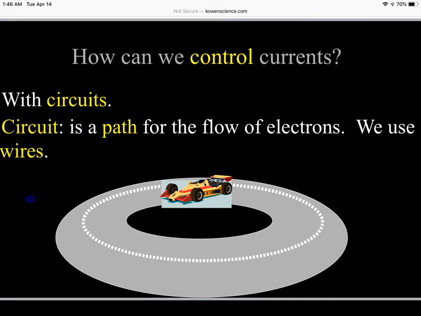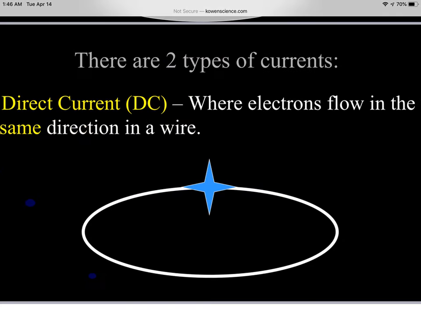In this video, we will be looking at current. So how can we control current? With circuits. A circuit is defined as a path for the flow of electrons, and we can use wires to accomplish a circuit. There are two types of circuits.